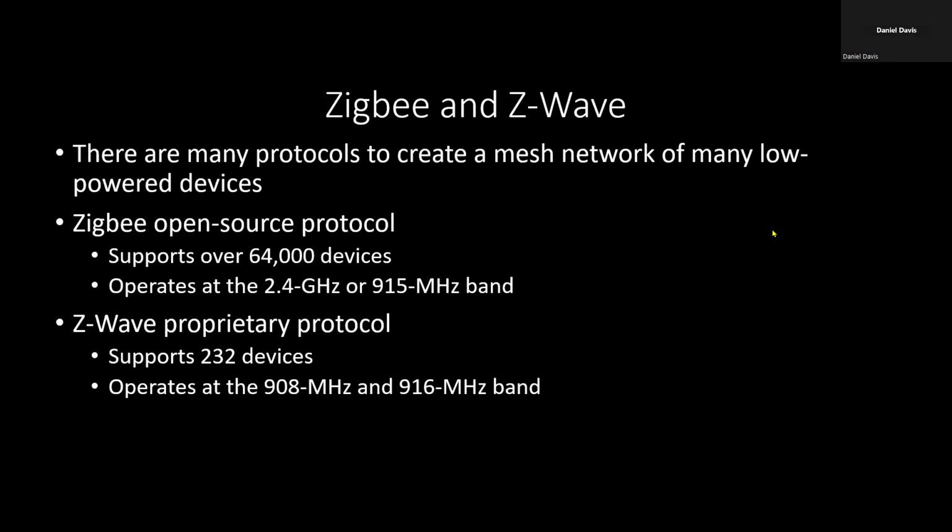There are quite a few protocols that support mesh networks for low-powered devices, or just IoT devices in general. Zigbee is an open source protocol, supports over 64,000 devices. It operates at the 2.4 gigahertz or the 915 megahertz band. Z-Wave is a proprietary protocol. It supports 232 devices. It operates at the 908 megahertz to the 916 megahertz band.